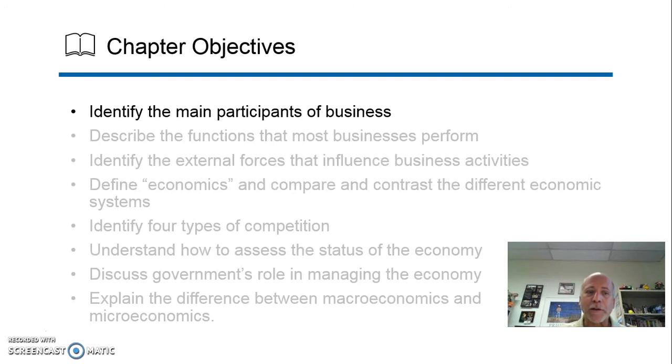So our first objective for this video, or for this chapter, was to identify the main participants of a business. And that's what we've done. We've got the employees, the owners, and the customers in the for-profit world, and the employees and customers in the not-for-profit world. Again, the non-profit world does not have owners. They don't take money out of the business. The money that is created as a result of that business is kept in the business to provide more and more services to the people that need them.